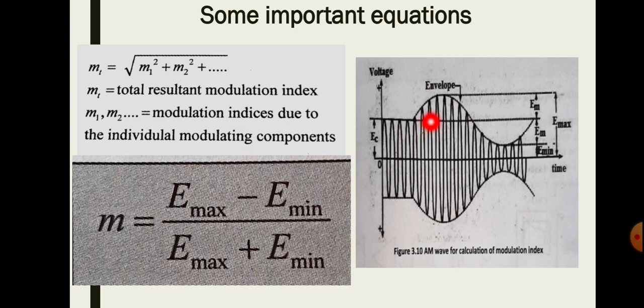Similarly, if we have a modulating signal like this, and the different notations as, suppose Emax is the amplitude value from the time axis to the upper envelope. Similarly, Emin is the amplitude from the time axis to the lower portion of this upper envelope. Then the modulation index can be obtained by the relation Emax minus Emin divided by Emax plus Emin. And these two relations will be used for solving the problems. So you should remember these two equations.